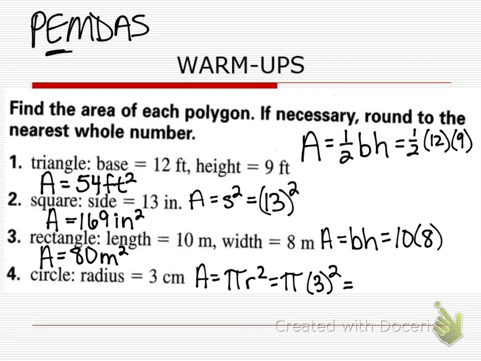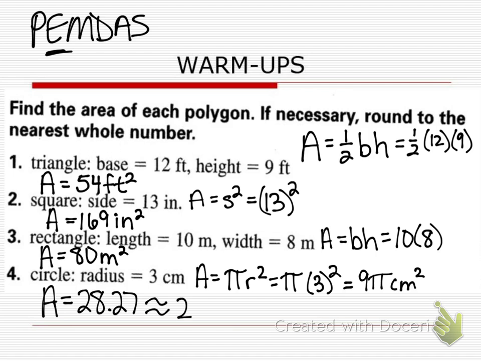So 3 squared is 9. So if you were to leave it as 9 pi centimeters squared, that would be fine. But what if we multiply 9 times pi? Okay, 28.27. They told us to round to the nearest whole number. So that would be approximately 28 centimeters squared.